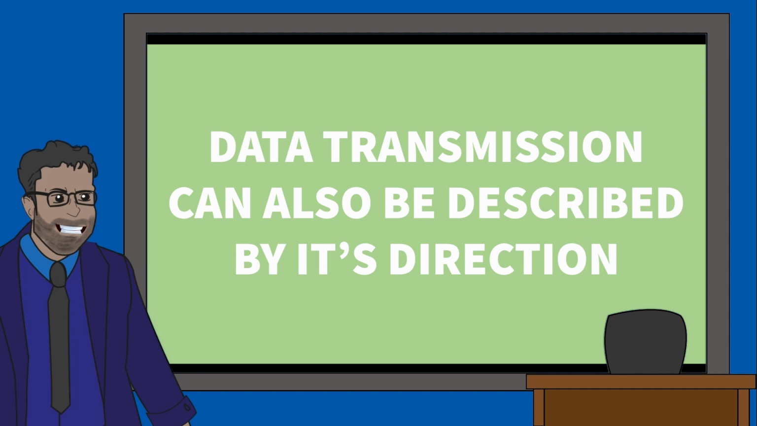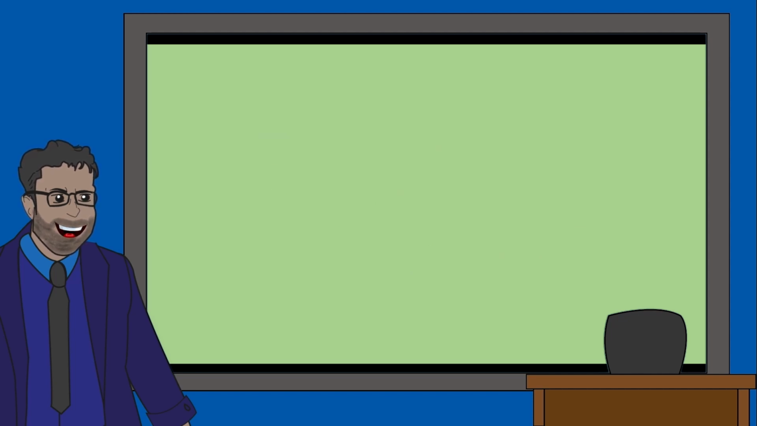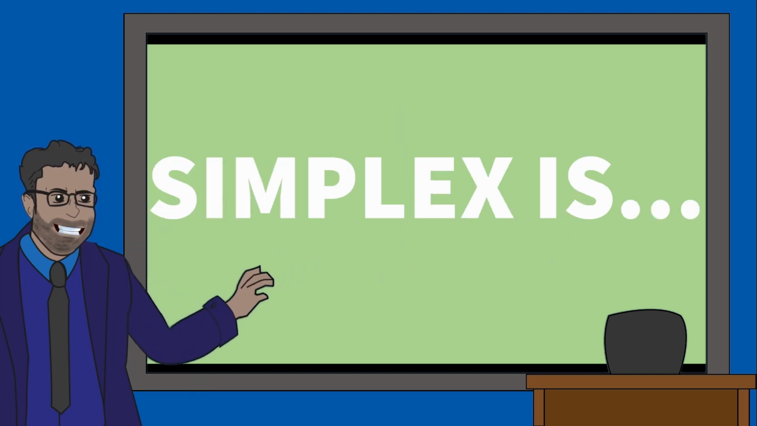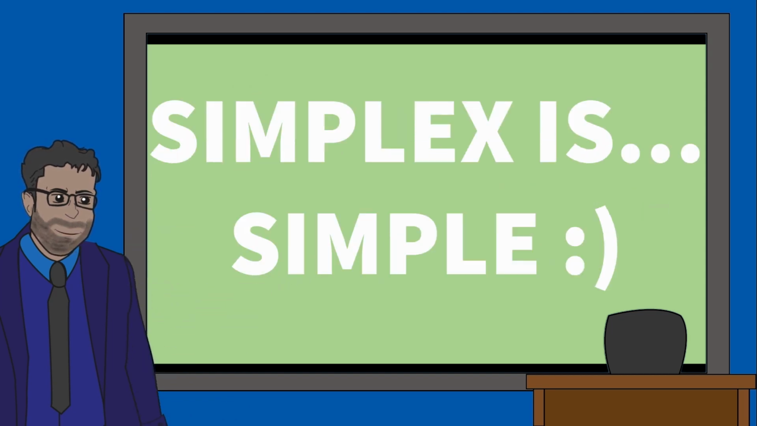Another way to describe data transmission is through their direction. We have three methods that describe the direction of the data. These are simplex, half-duplex, and full-duplex. You could say simplex is very simple.